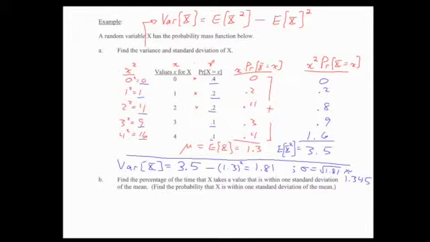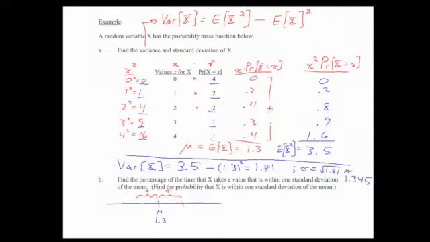In part B, find the percentage of the time that x takes a value that is within one standard deviation of the mean. If you think of a number line, and you think of some point on the number line being this mean, which was 1.3 in this case, instead of making little marks every 1 unit, we could make marks in standard deviation units. View it as going sigma units to the right and sigma units to the left.